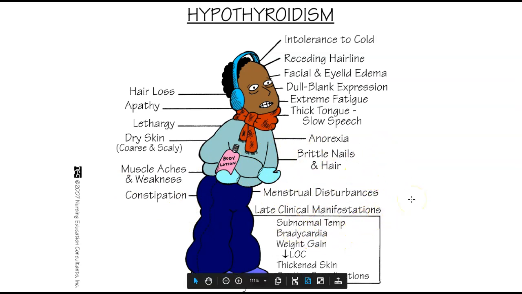Late manifestations, when it's not treated, can cause very abnormally low temperature, bradycardia or slowed heart rate, weight gain, decreased level of consciousness, thickened skin, and sometimes it can cause cardiac complications. So that's definitely very dangerous. So we need to make sure that we are able to recognize that and treat it.